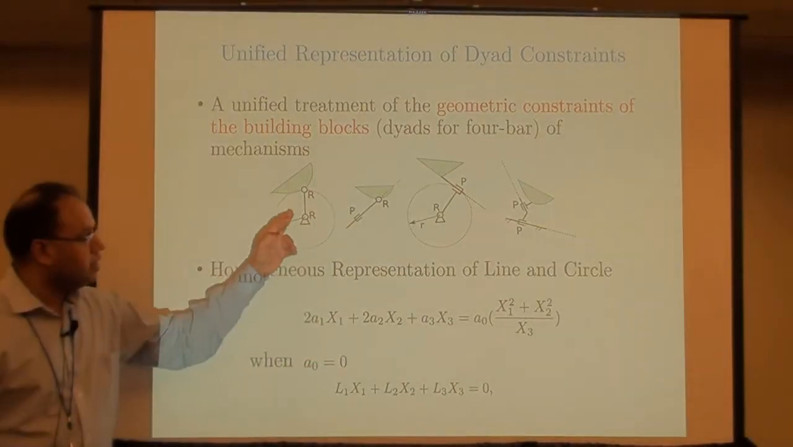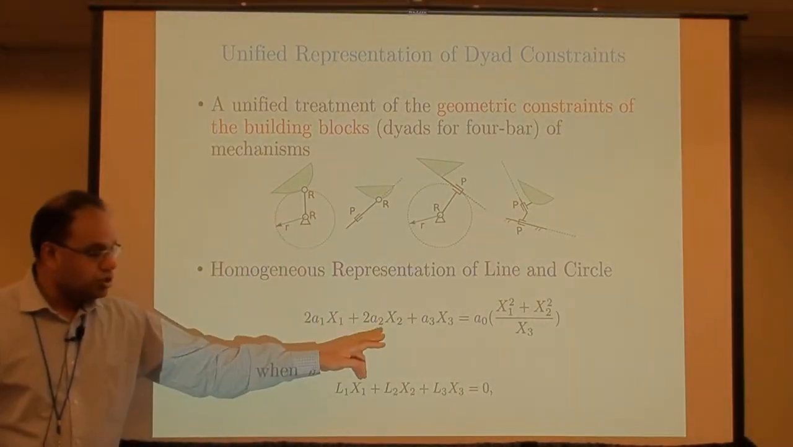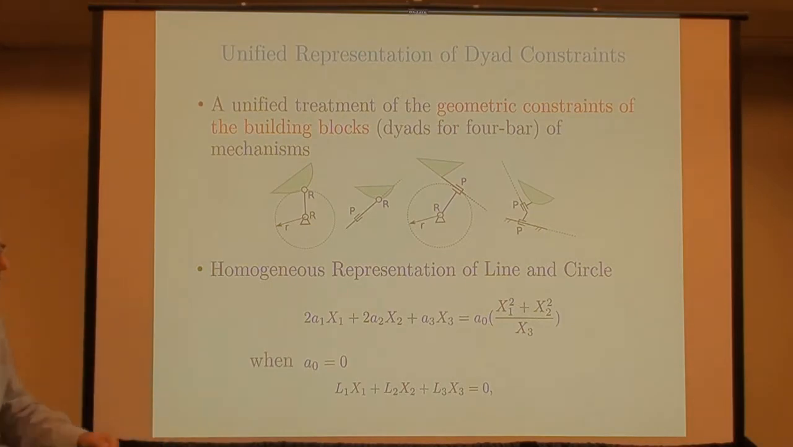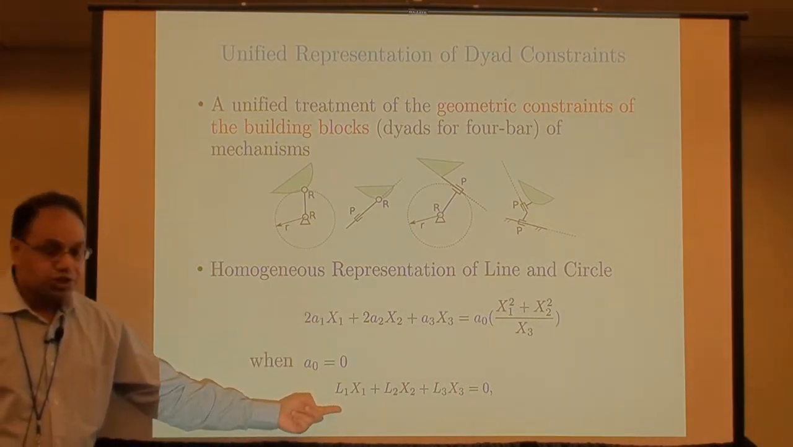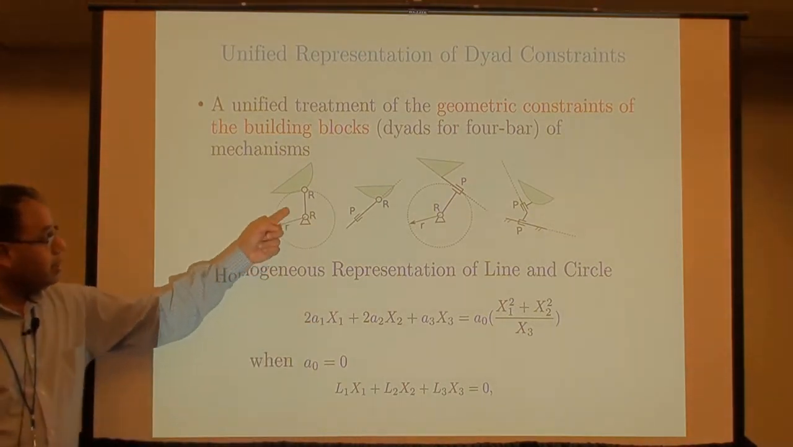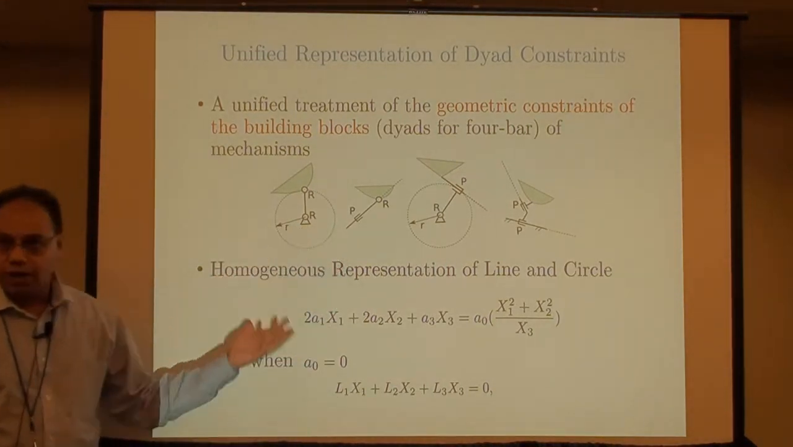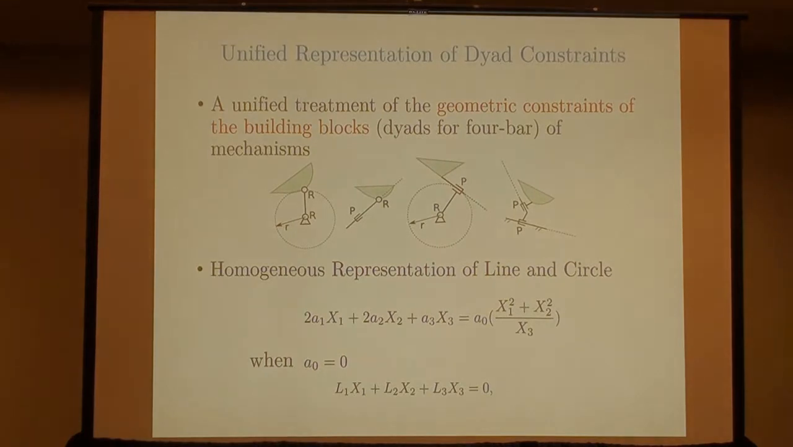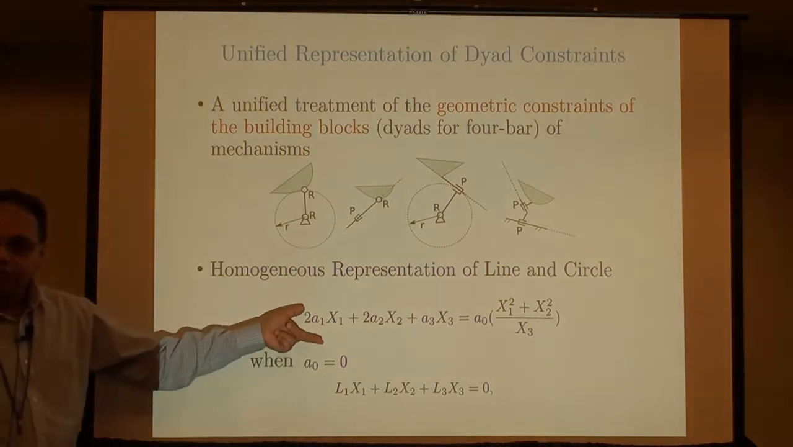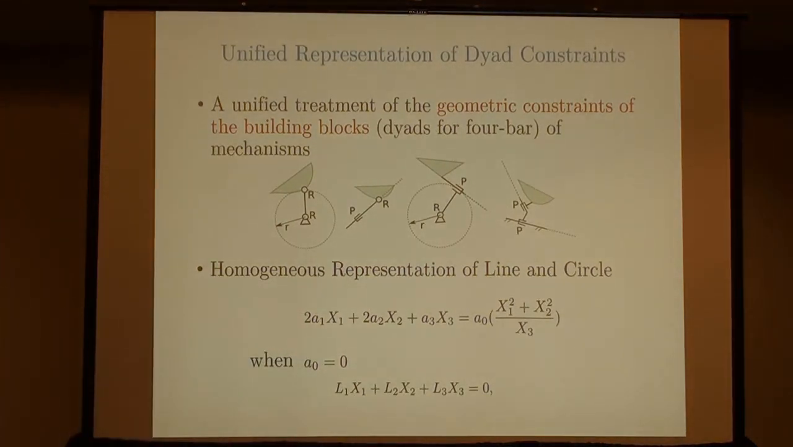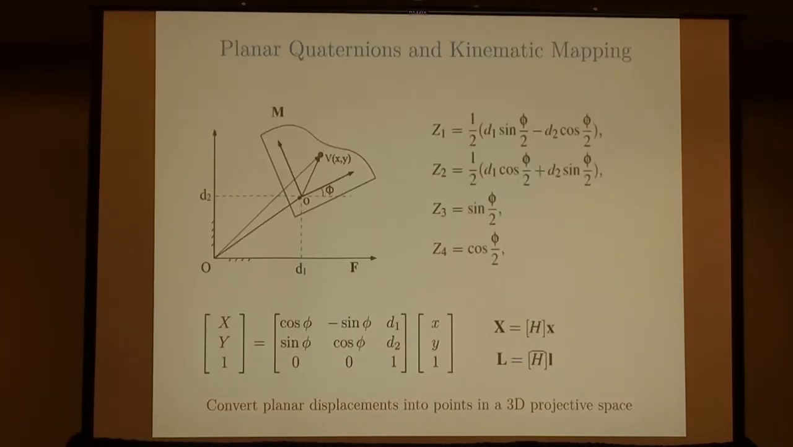So basically, this is an equation of a circle. We're using homogeneous coordinates. This is what we write, okay? When you make A0 be 0, it degenerates into a line, right? So if you write this equation of a circle, you also get the equation of a line if you make one of those coefficients 0. So you can say this is a unified equation for circle and line, right? Now, you get something similar for an RP dyad also, except that you have to change the roles of L and X. But because you have projective duality, it's the same equation that works for you.